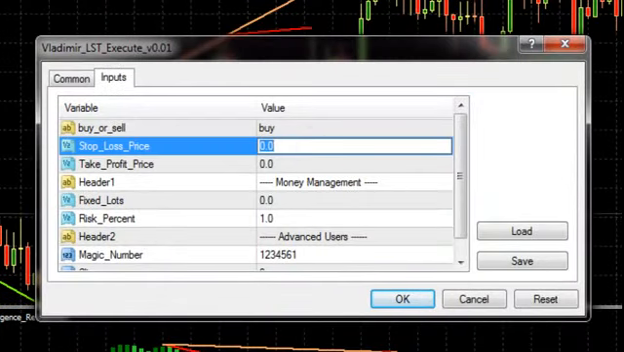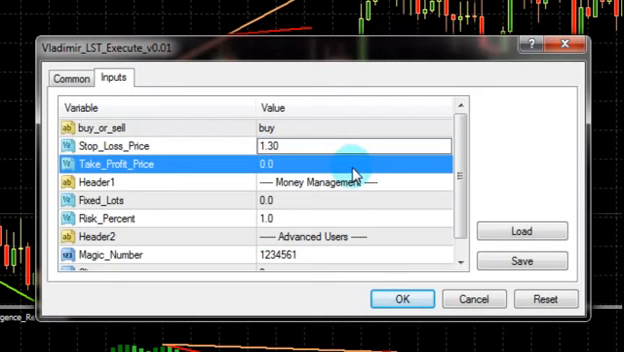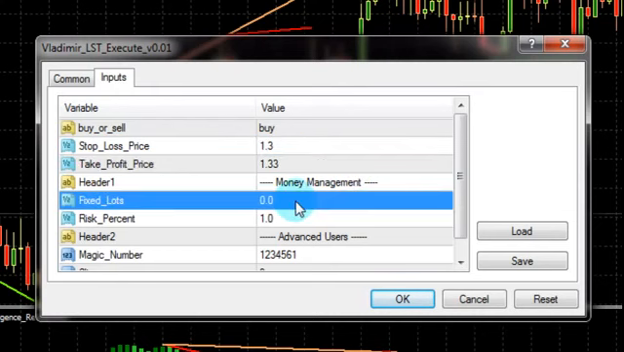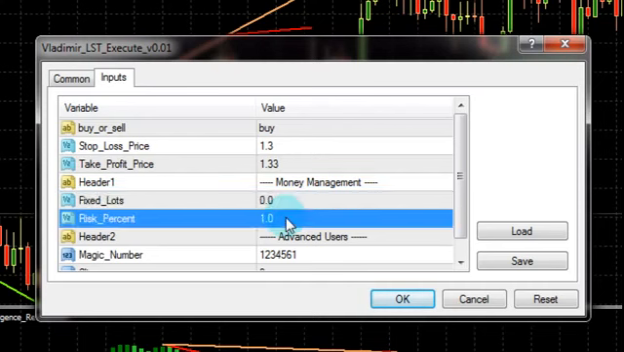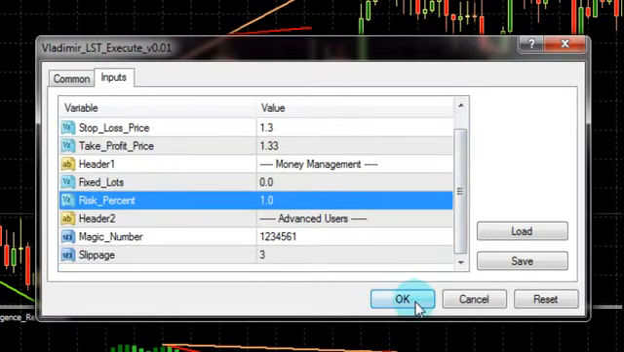Let's take for example, this is euro dollar. This is the chart right now. 130.95 is the price. Let's say 130 is my stop, 133 will be my profit. I can set a fixed lot size, or I can choose the risk percent. I choose to trade with the risk percent. It's 1%. I press OK.